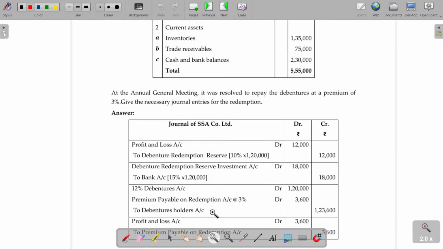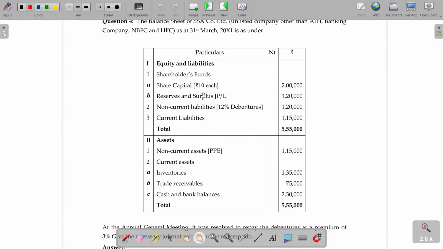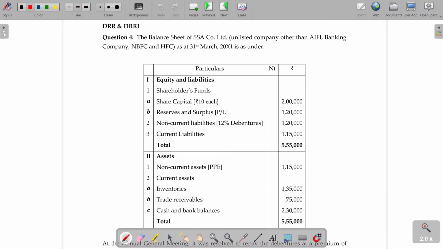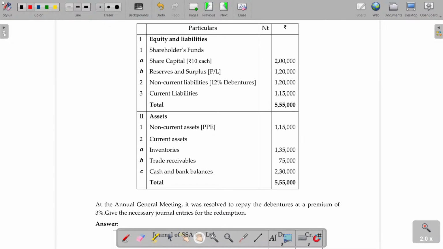Question number 4. I'll discuss this. The balance sheet of SSA Company Limited, being an unlisted company other than AFI, banking company, non-banking financial corporation, housing financial corporations. Other than these companies, banking companies. How much debentures do we have? 1,20,000 rupees. At the annual general meeting, it was resolved to repay the debenture at a premium of 3%. The premium means 3,600. So 1,23,600 you have to repay.